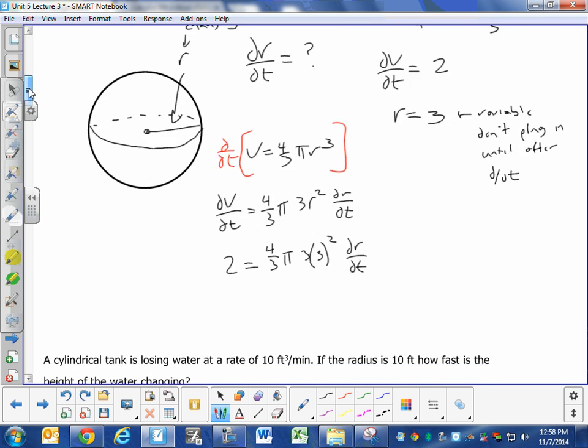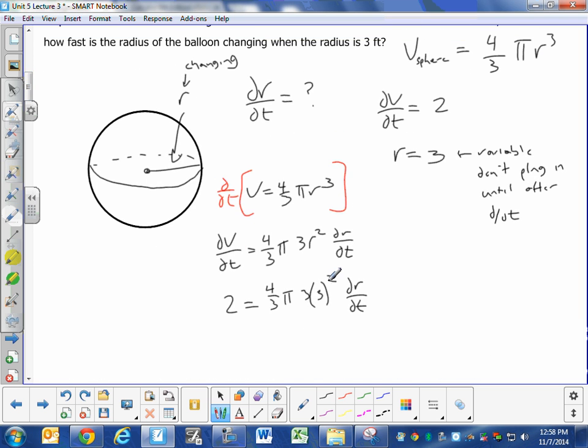Why don't we just simplify that stuff really quick? This is 9 times 3, which is 27. 27 divided by 3 is 9. 9 times 4 is 36. So this is 36 pi. Divide both sides by 36 pi. dr/dt equals 2 over 36 pi, which is the same as 1 over 18 pi.